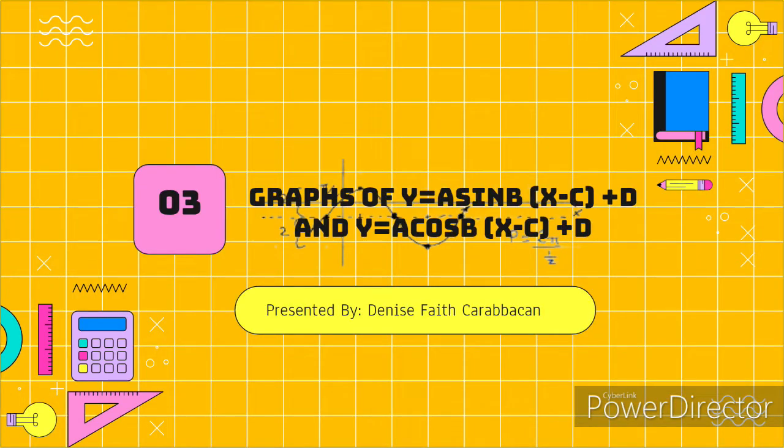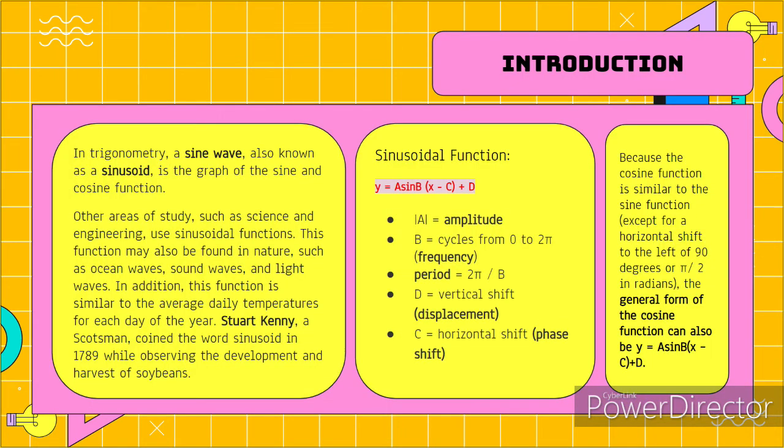Let us now proceed to the third subtopic, graphs of y equals a sine b times the quantity of x minus c plus d, and y equals a cos b times the quantity of x minus c plus d. In trigonometry, a sine wave, also known as a sinusoid, is the graph of the sine and cosine function. Other areas of study, such as science and engineering, use sinusoidal functions. This function may also be found in nature, such as ocean waves, sound waves, and light waves. In addition, this function is similar to the average daily temperatures for each day of the year.